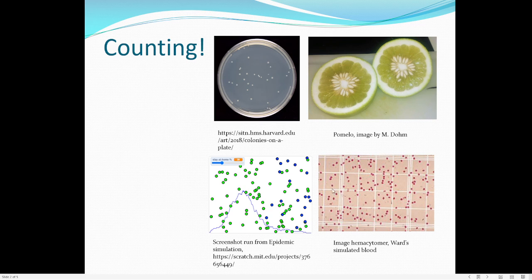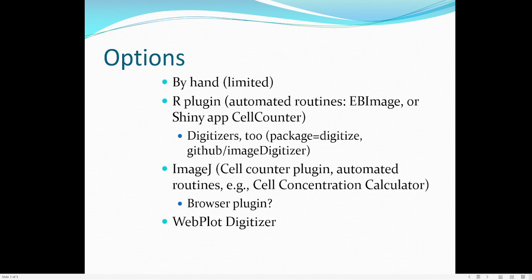And another routinely done cell counting operation is to do cell count differentials on, say, blood smears. So this is an image of a hemocytometer using simulated blood you can get from Wards. At any rate, you have lots of options for how to go about counting these things. And clearly one of them is, you've taken an image, so just count them by hand. Look at them and you click. If you're in a rush, there's nothing wrong with that.